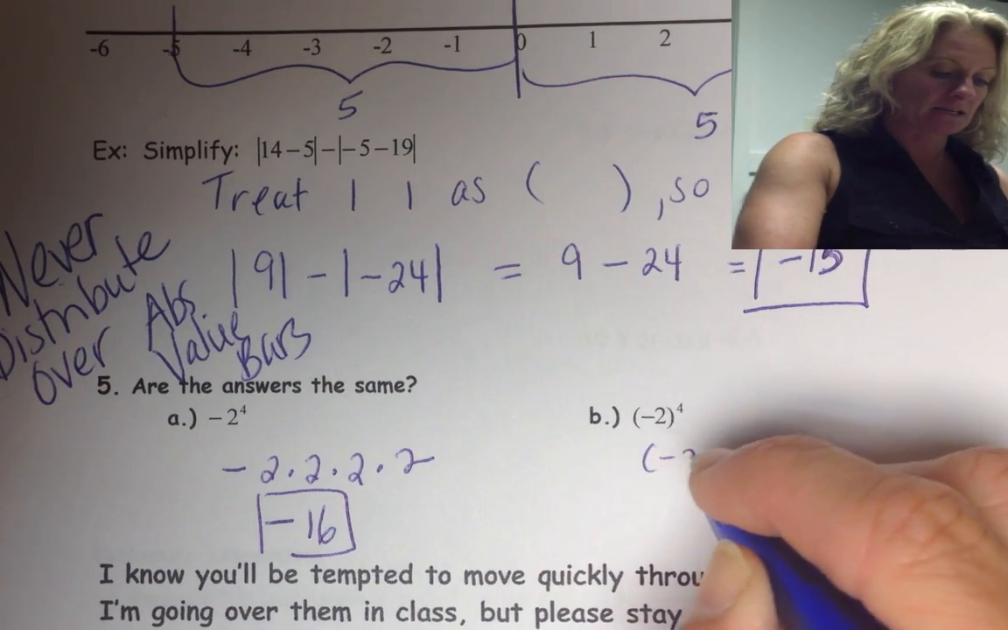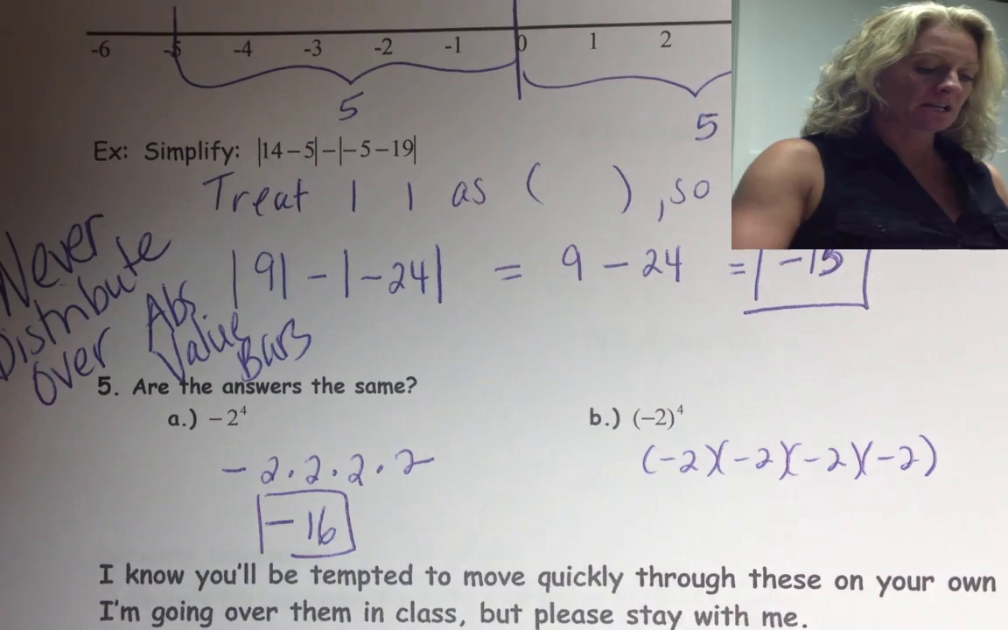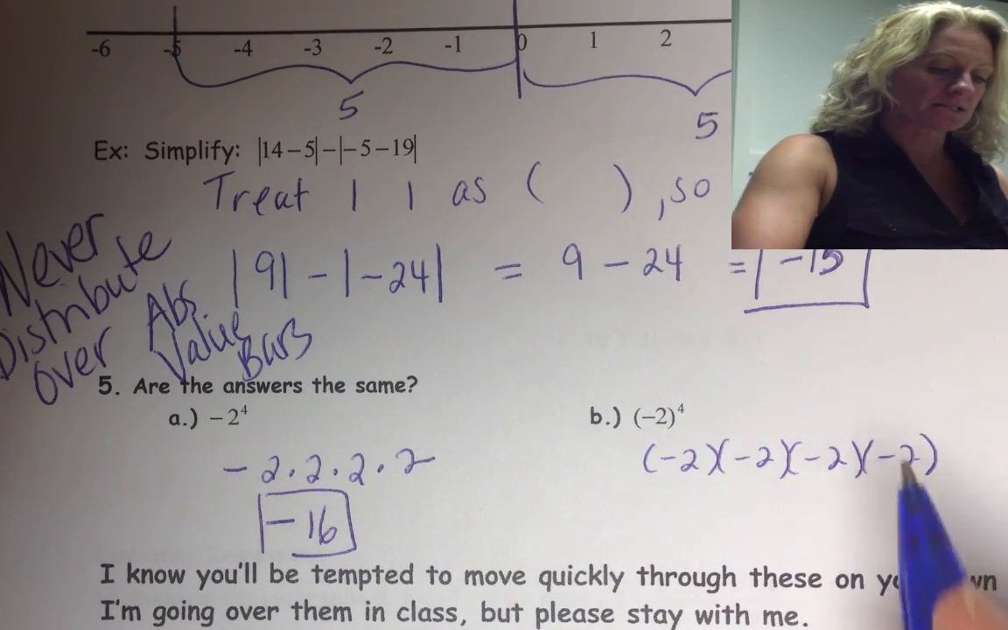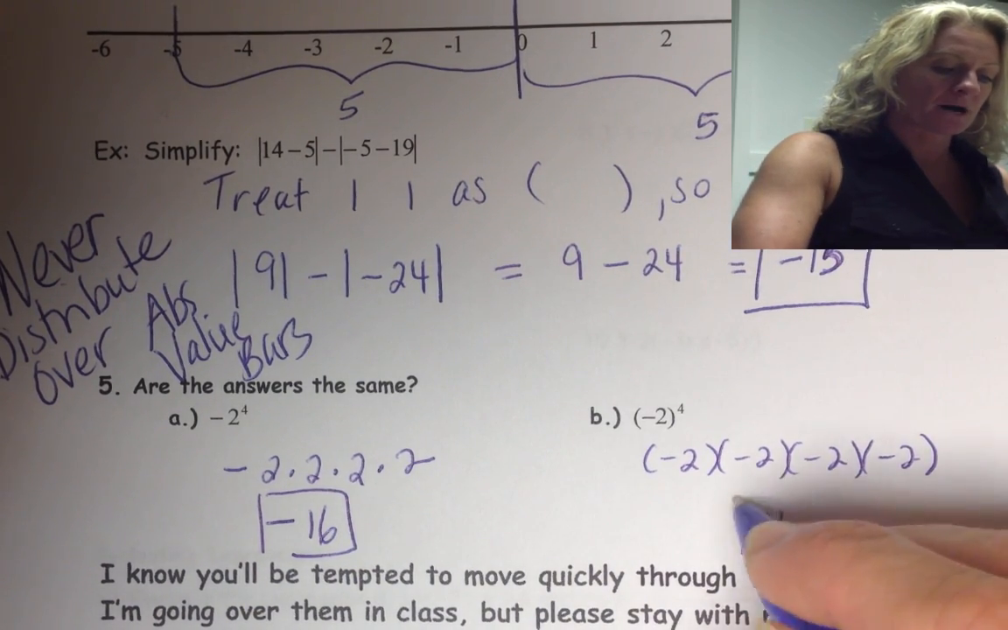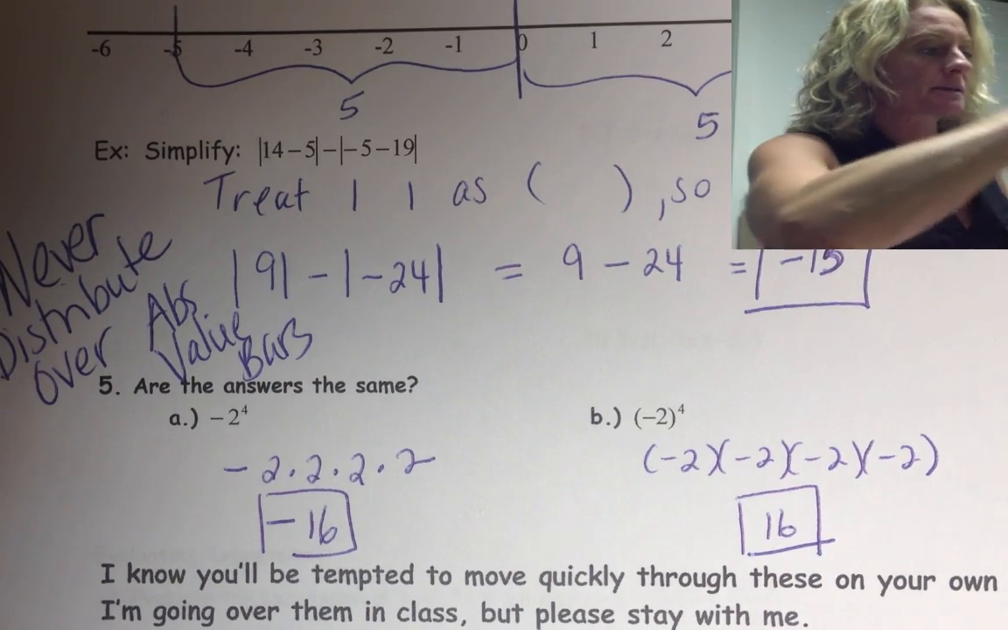This one means negative 2 times negative 2 times negative 2 times negative 2, right? 4 negatives makes a positive, so that's positive 16. And in the next video clip, we'll do some examples.